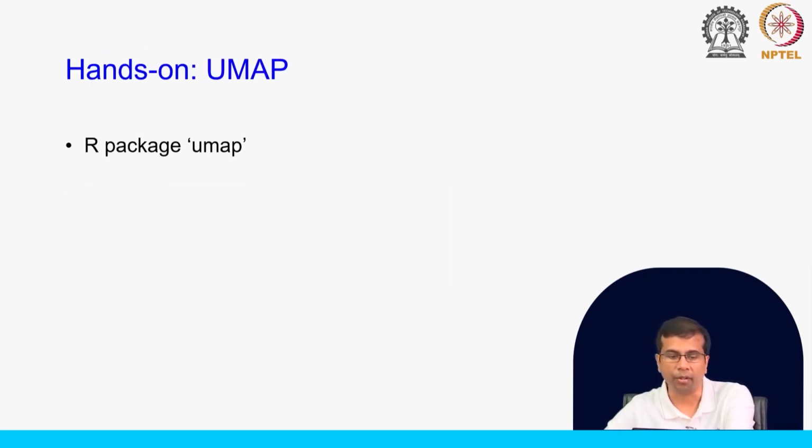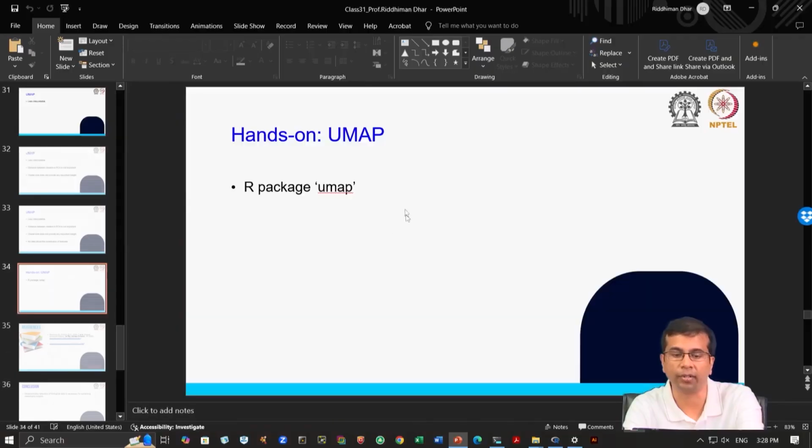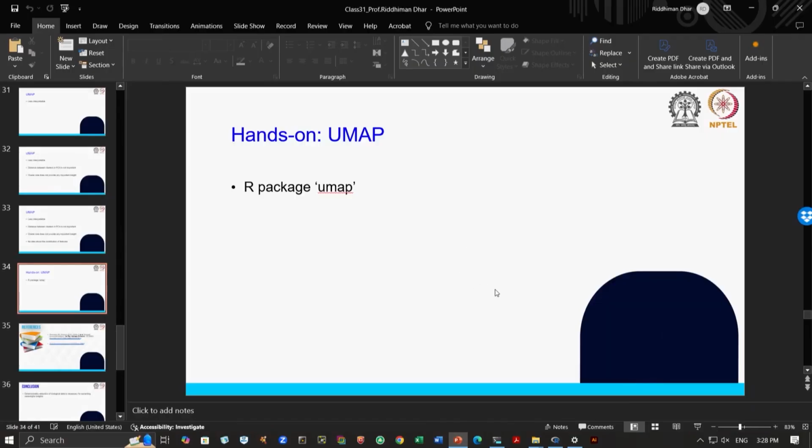The hands-on part for UMAP will use the R package UMAP, which will come in the hands-on section. With that, let us now move on to the PCA hands-on first, and then we will follow that up with the UMAP hands-on. So, let us now go towards the first PCA analysis with the prcomp package, and we will see how this works.